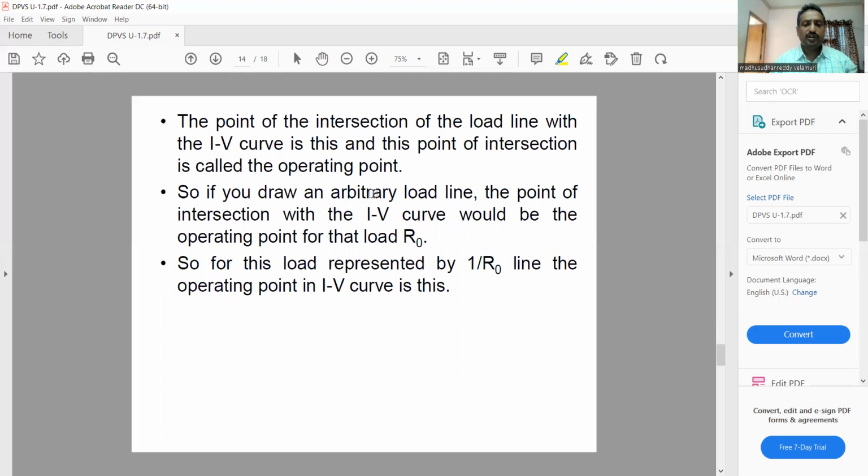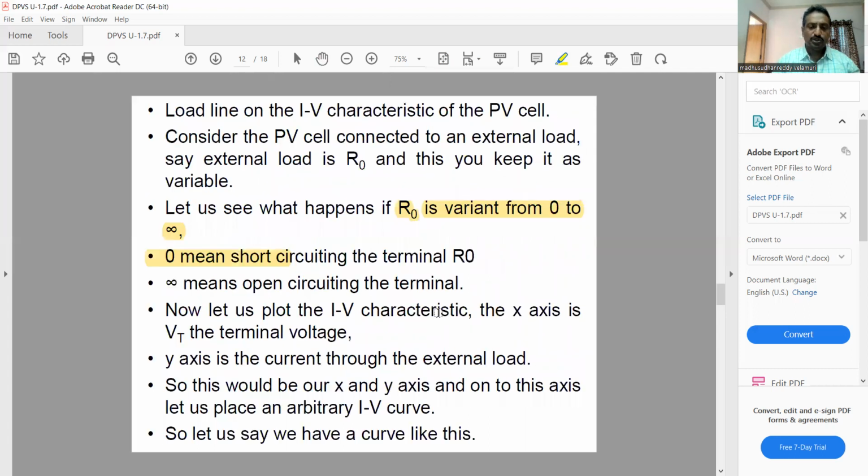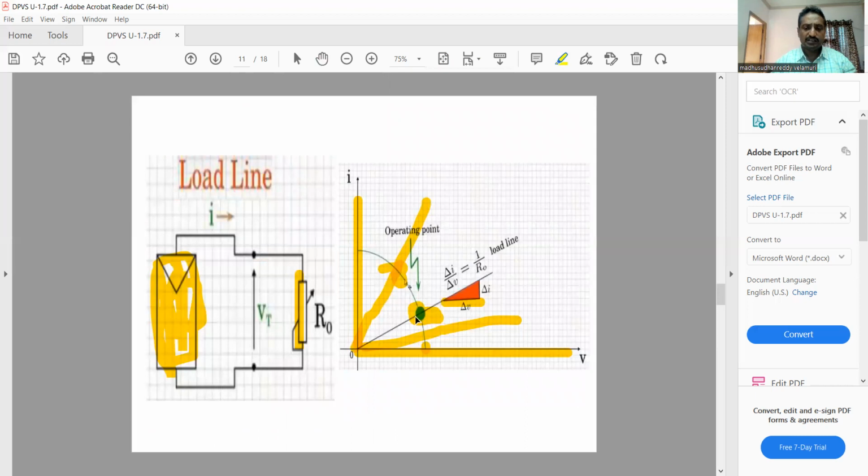If you draw an arbitrary load line, the point of intersection is the operating point of the load R naught. So for this load representing 1 by R naught, this is the operating point. And this is the operating point for ISC. This is the operating point for VOC. The others are some other operating points.